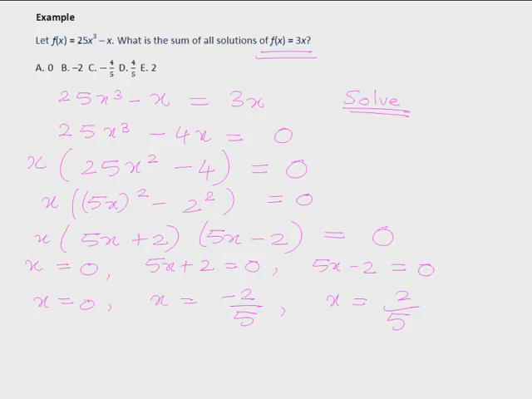Question is, what is the sum of all these solutions? Well, the sum of 0, minus 2 by 5 and 2 by 5 is a grand 0. The answer is A. The important trick here was firstly to bring everything to the left and then factor out the x. Once I factored out the x, life became easy because I got a quadratic which also happened to be a difference of squares, so factoring it was easy.